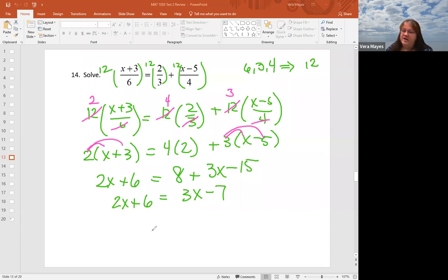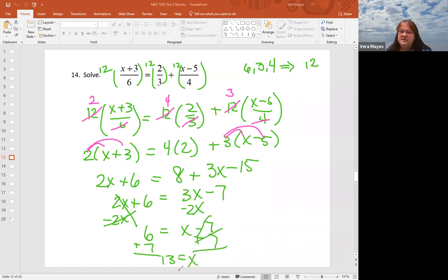And I'm trying to solve for x. So we usually try to get our x's to the left side. Doesn't matter because it's not an inequality. So let's bring our x's to the right-hand side this time. So let's bring this 2x over. It cancels over here. 6 is equal to x minus 7. And whoops, add 7 to both sides. And it cancels. I get 13 equals x.